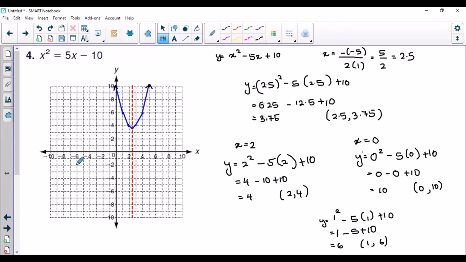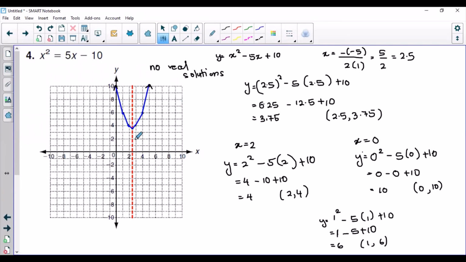Now in these questions, yes, you need to write how many zeros there are. So accordingly, how many zeros are there? In this question, there are no zeros. We say that because the graph is not touching the x-axis, so we say that there is no real solution.